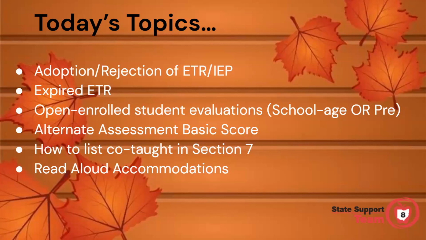Okay, adoption and rejection of ETR and IEP. That's going to be talking about if you reject the ETR, must you reject the IEP? Expired ETR, open enrolled student evaluations. There's a difference between school age and preschool. Alternate assessment basic score. There's been a little confusion about that, and we'll go over what that is. How to list co-taught in Section 7, and read aloud accommodations.